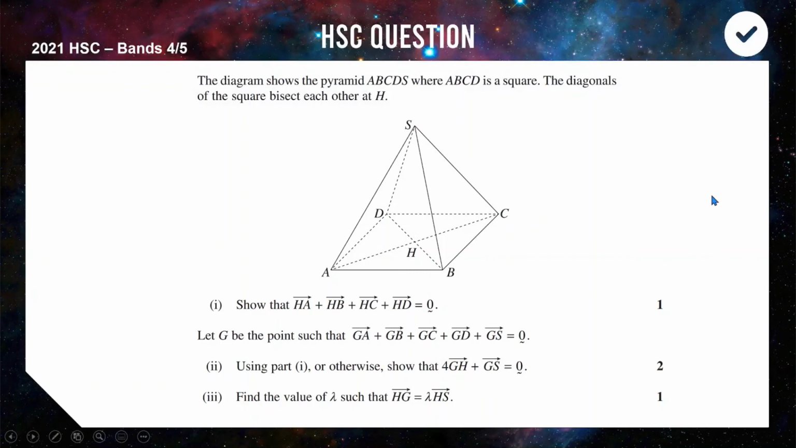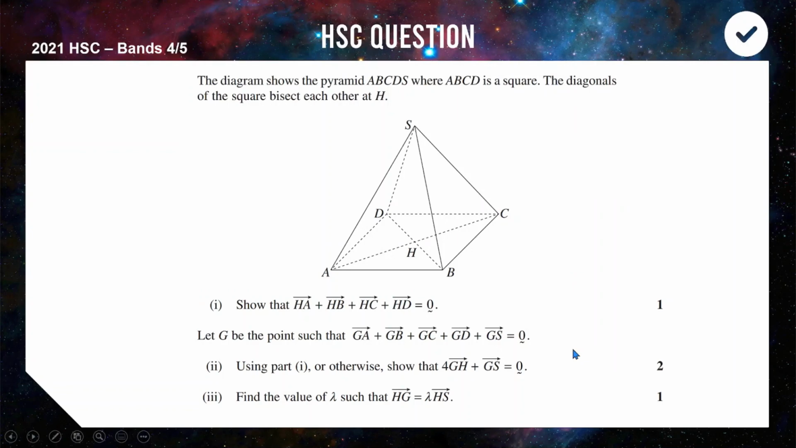Okay, and to finish off today, here is a challenge question for those who like to push themselves a little bit further. This is from the 2021 HSC, and it spans from bands 4 to 5, so it's a pretty challenging question in my opinion. For part 1, we're trying to show that HA plus HB plus HC plus HD is equal to 0. That's not too bad. And then parts 2 and 3, in my opinion, are very tricky and require a bit of thought. So by all means, have a go at this.